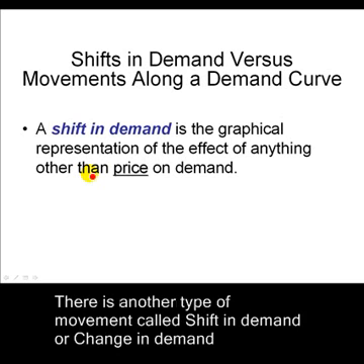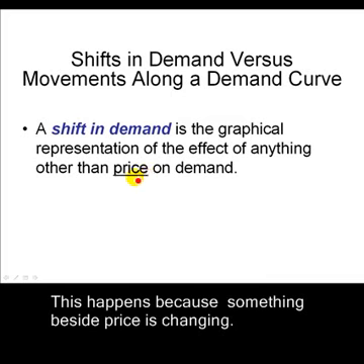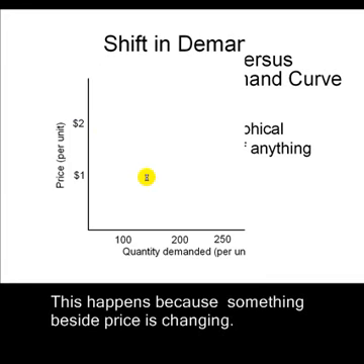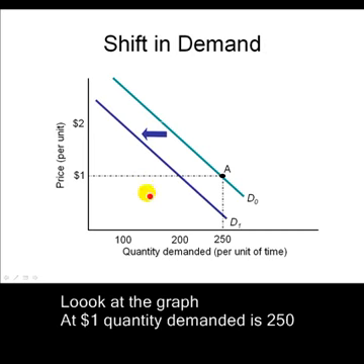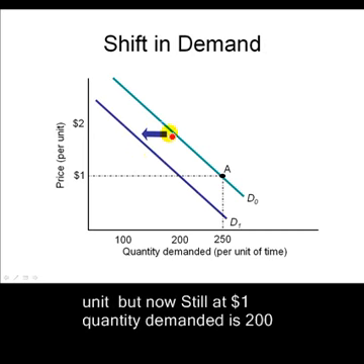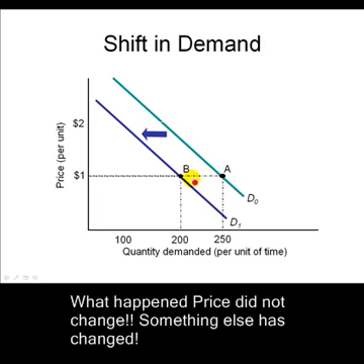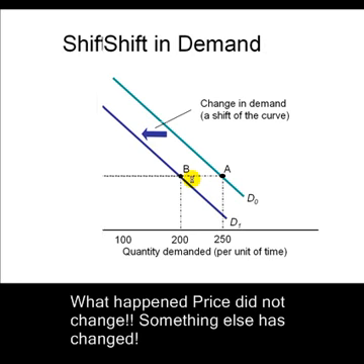Now there is another kind of movement, and it's called a shift in demand, or a change in demand. It happens because something else besides price is changing. Let's look at this. For example, at $1, there are 250 units being demanded. But when demand shifts in, or we get a whole new demand curve, at $1 now only 200 units are being demanded. So what happened? Price did not change. Something else changed out there, and those are the things that we kept constant before.